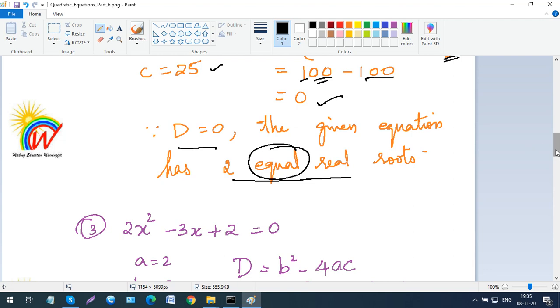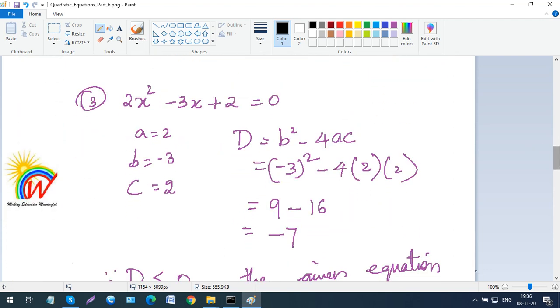Now come to the next example. Let us talk about this one: 2x square minus 3x plus 2. So A is 2, B is minus 3, and C is 2 again. Now B square minus 4AC: if you substitute, you get minus 3 the whole square minus 4 times 2 times 2, which is 9 minus 16, which is minus 7.